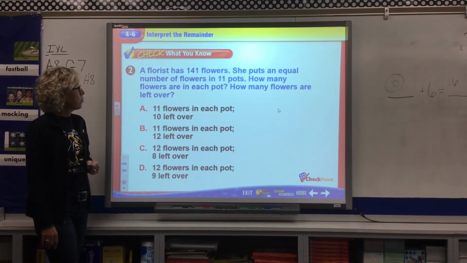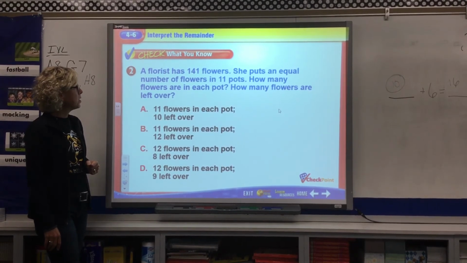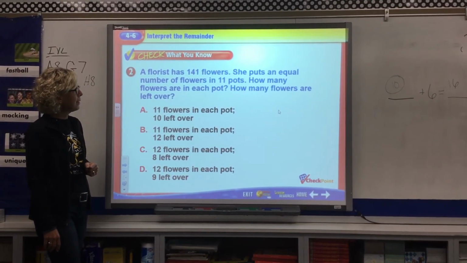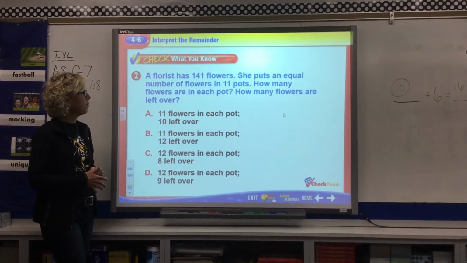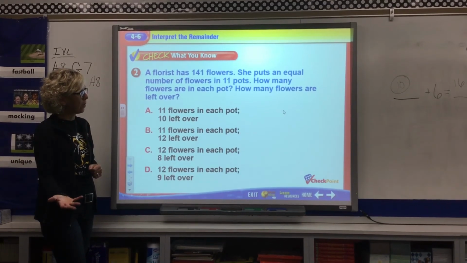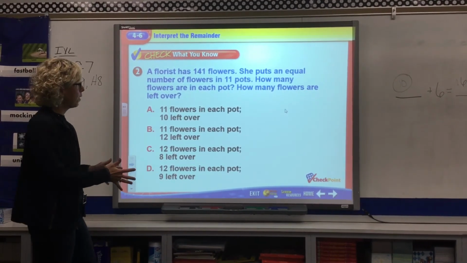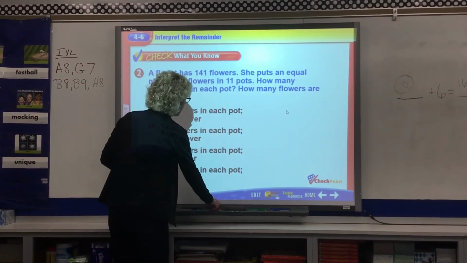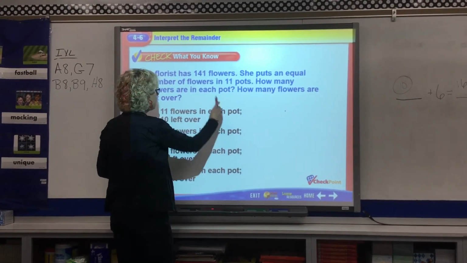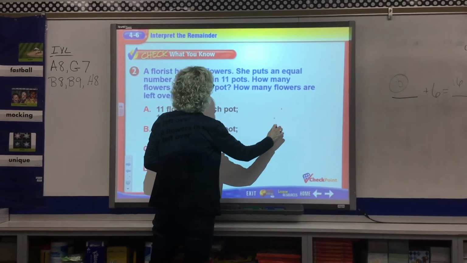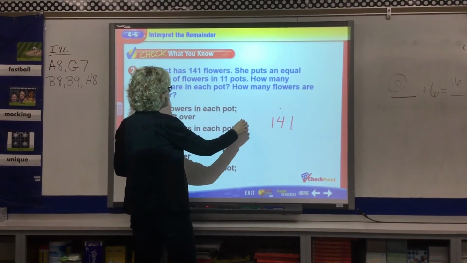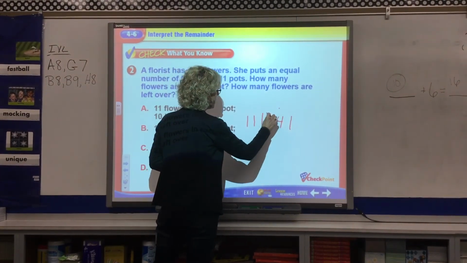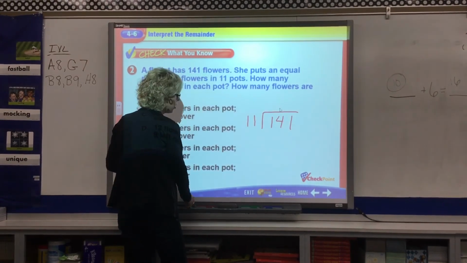A florist has 141 flowers. She puts an equal number of flowers in 11 pots. How many flowers are in each pot, and how many flowers are left over? Okay, so we just want to fill those pots. So we're going to solve the division problem: the total number of flowers, 141, divided into the 11 pots. She's got an equal number in each.